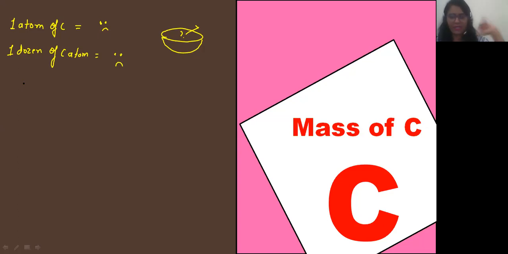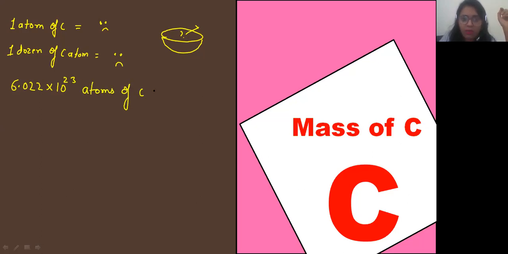Whosoever performed this experiment, a scientist, was doing these calculations and getting nothing. Then he just randomly took a number. And what is that number? 6.022 into 10 raised to the power 23 atoms of carbon. He randomly chose this number and weighed these many atoms of carbon on the weighing machine, and surprisingly, he got a result.